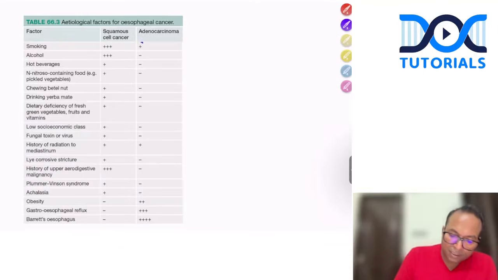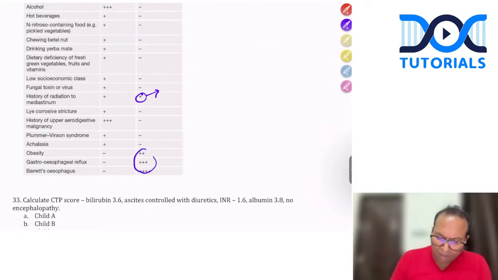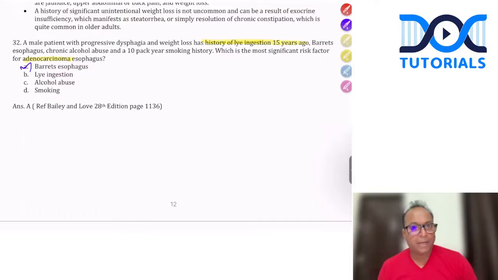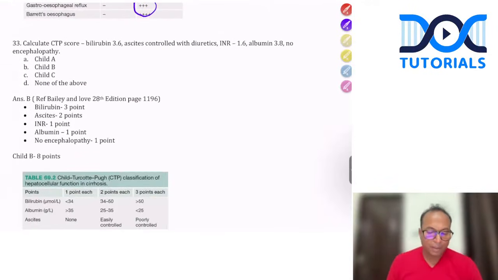The adenocarcinoma risk factors are smoking, radiotherapy, obesity, GERD, and Barrett's. This is a table question from Bailey and Love. It's a simple, straightforward question from Bailey and Love. So the answer is Barrett's esophagus, and it is a neat PG level question. Many questions are neat PG questions.